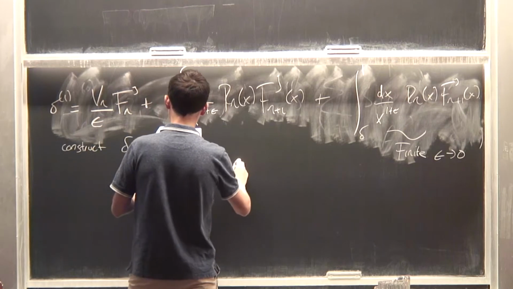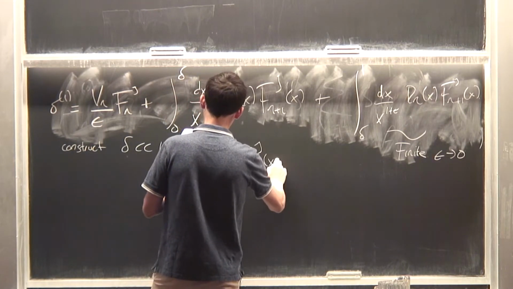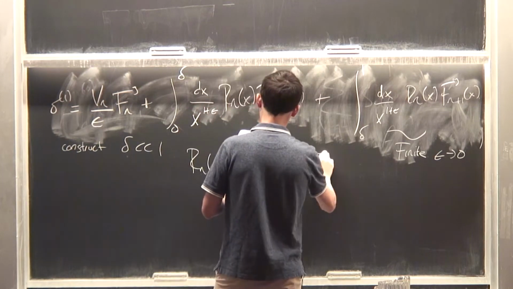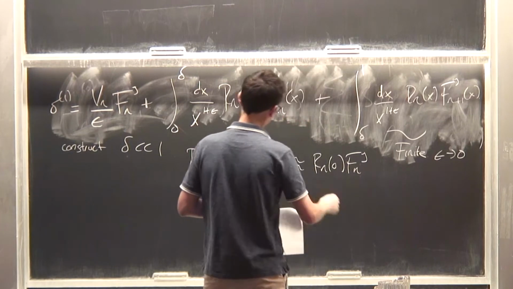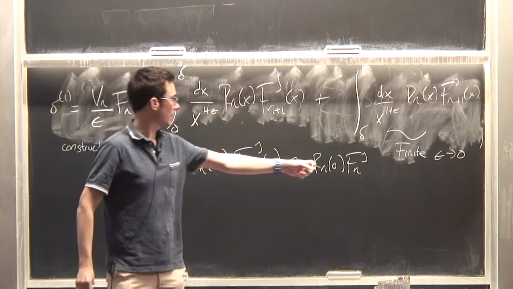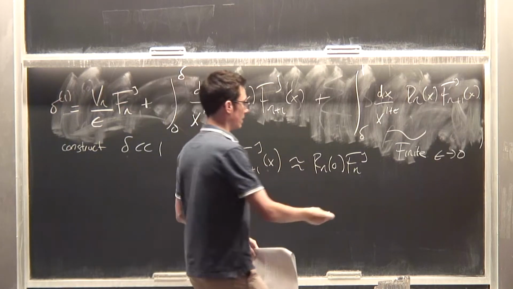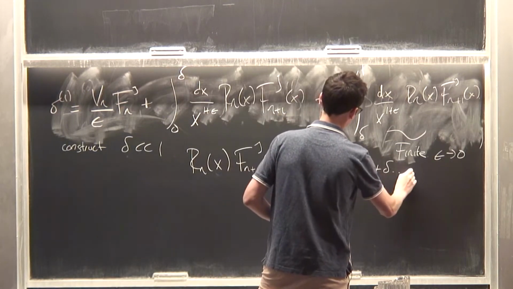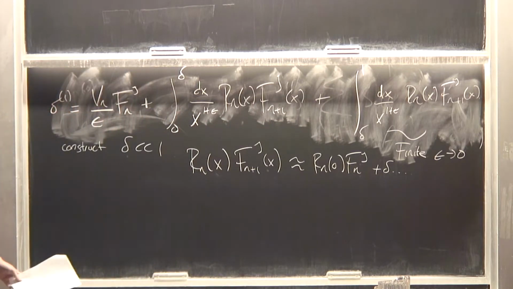Rn of x, Fn plus 1, j of x is given by... All right. So I know this thing at 0 is just Fnj. And then this thing at 0 is just putting it at 0. Of course, this is an approximation. There are corrections that come in. Happy?